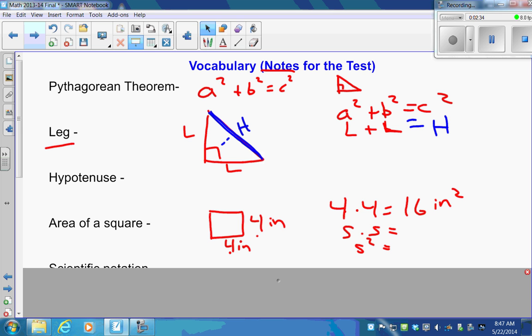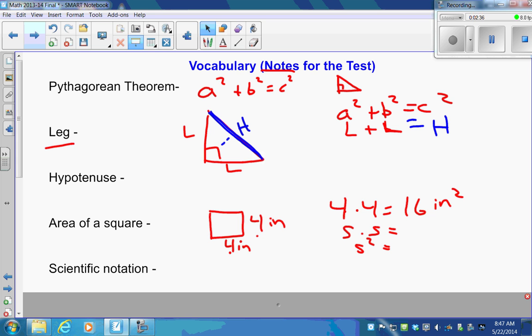Don't worry about that. Scientific notation. I absolutely love that Mr. Baker was nice enough to have scientific notation be a big part of this test. Scientific notation is nothing but counting. It's what we use for very large numbers, or very small numbers.